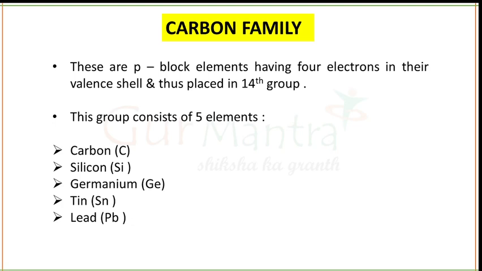Now let's begin our topic, that is the carbon family, group number 14. These are the P block elements having 4 electrons in their valence shell and thus placed in the 14th group. This carbon family consists of 5 elements named carbon, silicon, germanium, tin and lead.